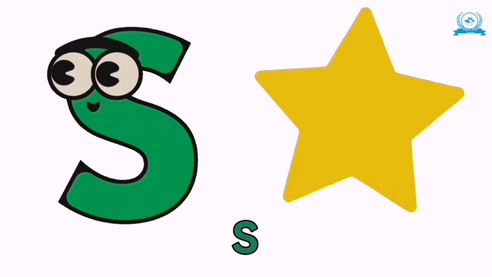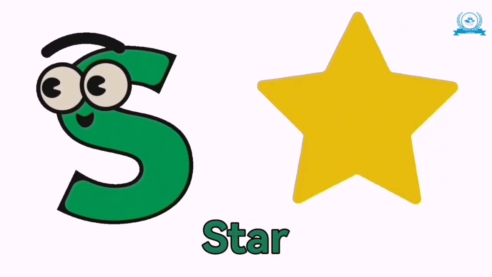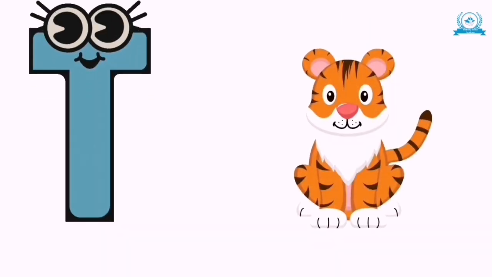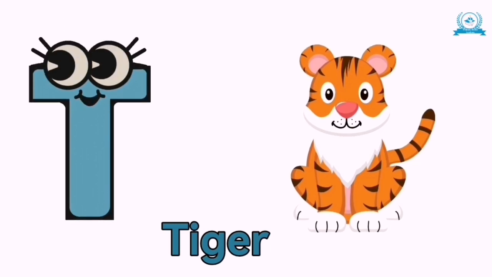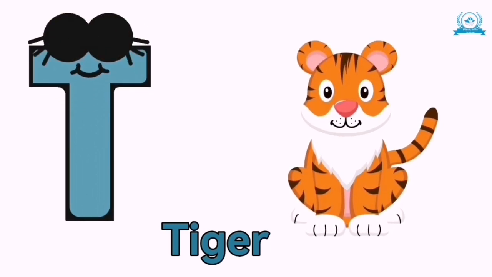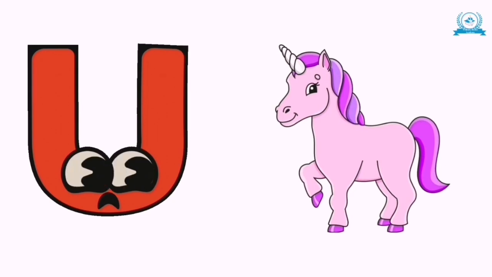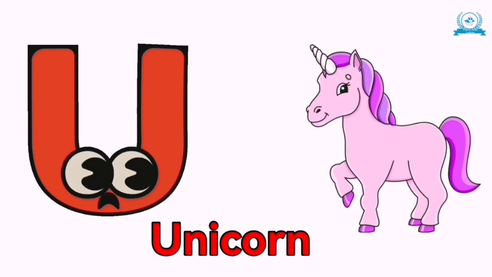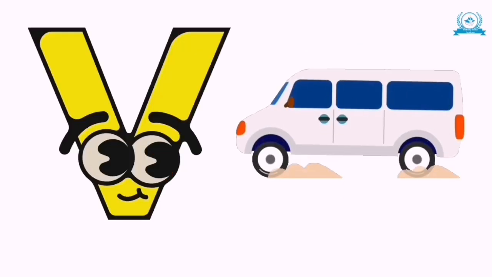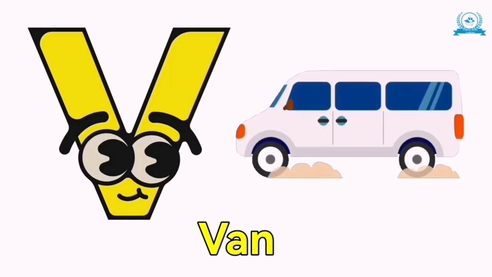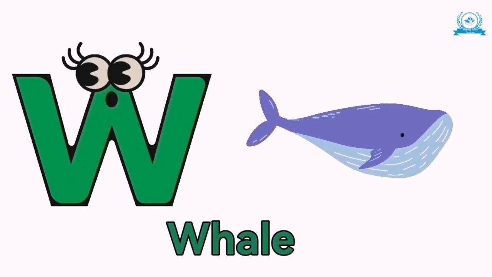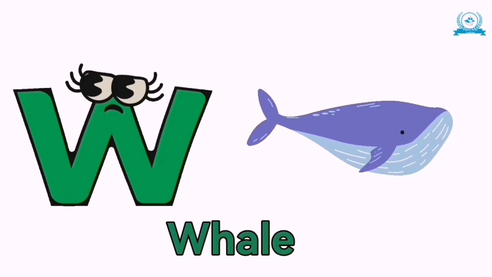S for star. T for tiger. U for unicorn. V for van. W for whale.